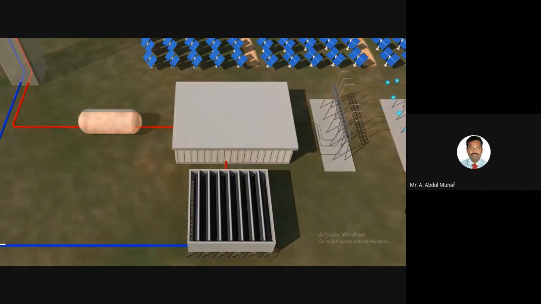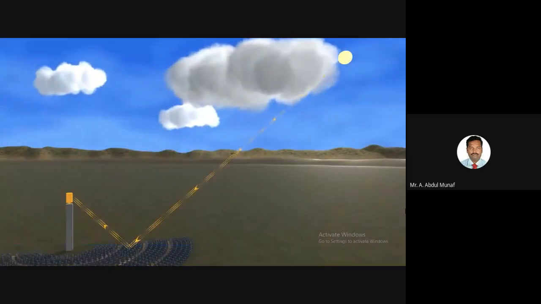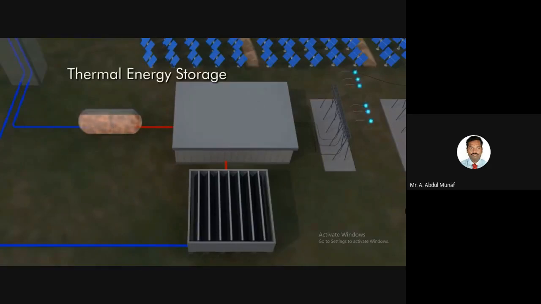One of CSP's great advantages is that thermal energy can be stored for later use. If a cloud blocks the sun, the steam stored in the tank is used to continue to produce electricity for up to an hour.